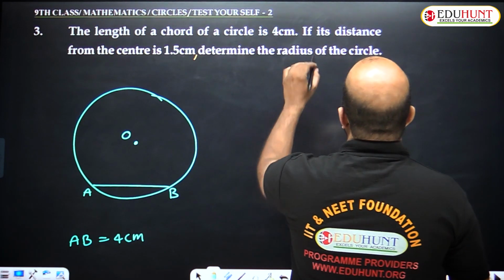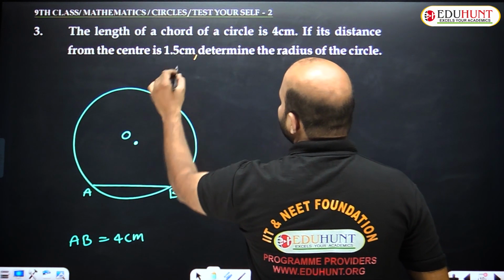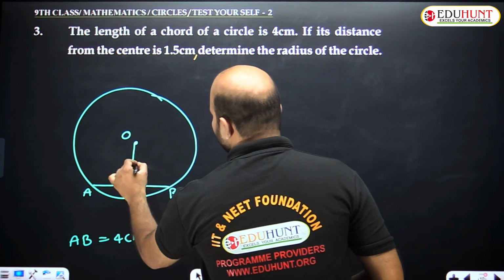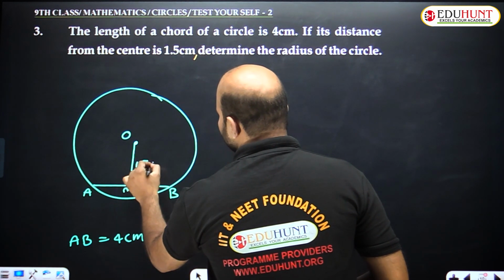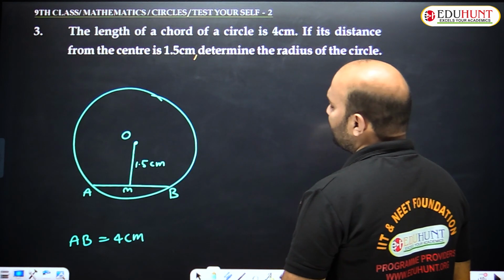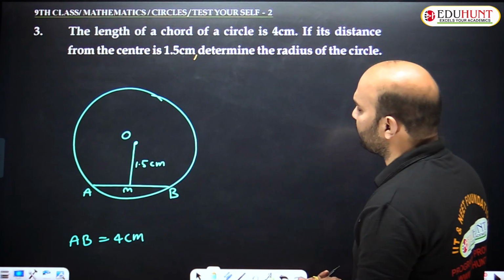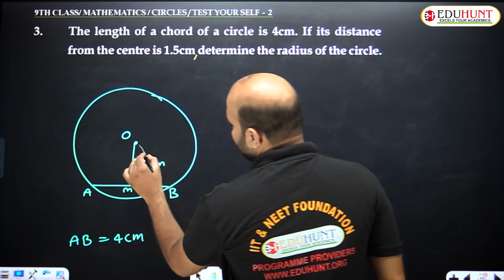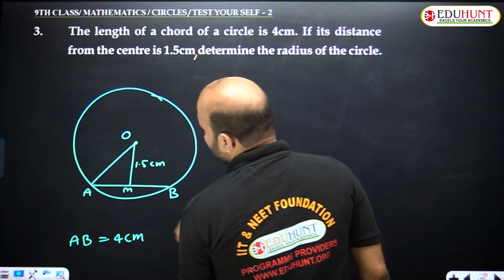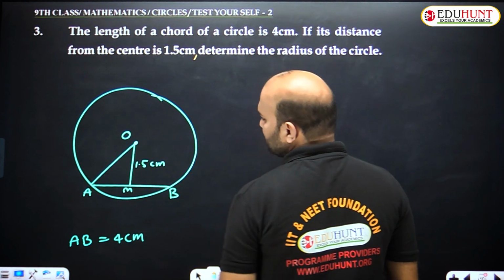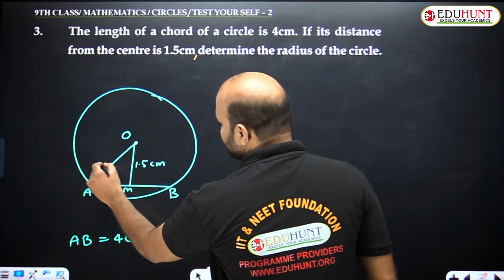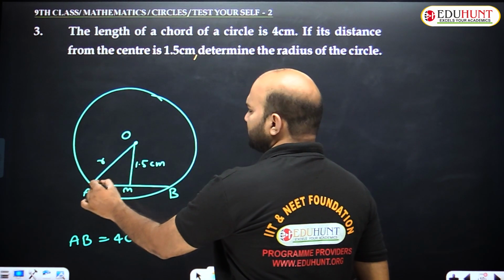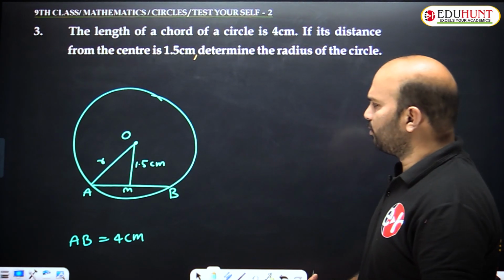Also given, the distance from the center is 1.5. So this is OM, 1.5 is the distance from the center to the chord. That means OM is 1.5, but we need to determine the radius of the circle. The question asks for the radius, and here OA is a radius as well as OB. Radius means center to any point on the circumference.